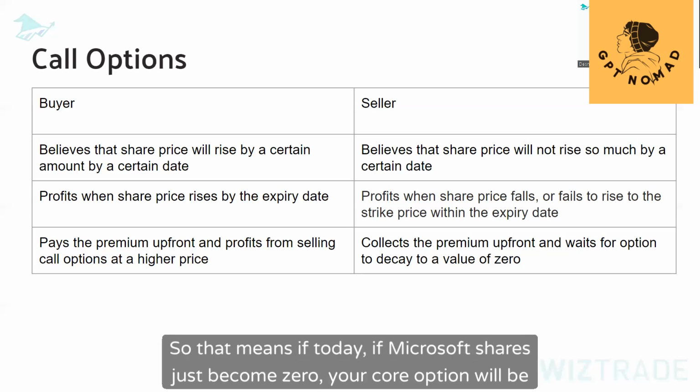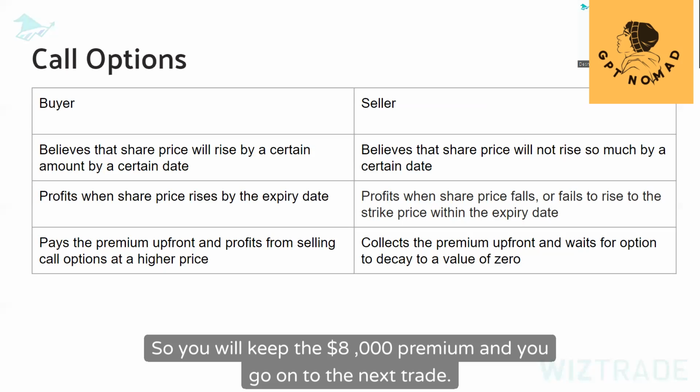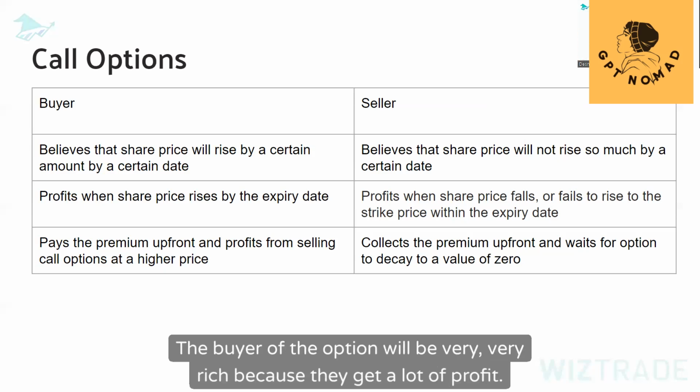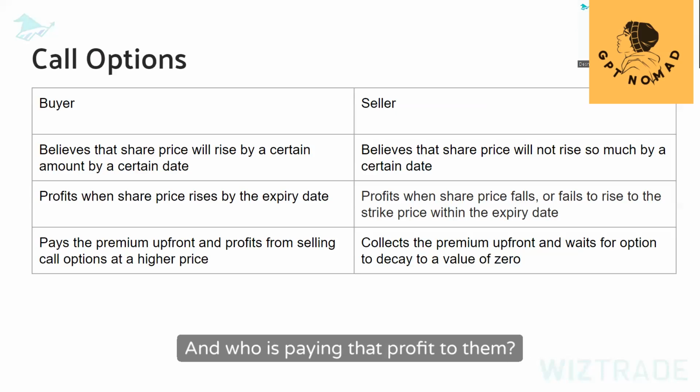So at least, if Microsoft's share price becomes zero, your option will be worthless, right? So you will keep the $1,000 premium. But if Microsoft shares rise a lot, the buyer of the option will be very, very rich because they get the profit, and that profit comes from the seller of the option. Okay, so this is a brief introduction.